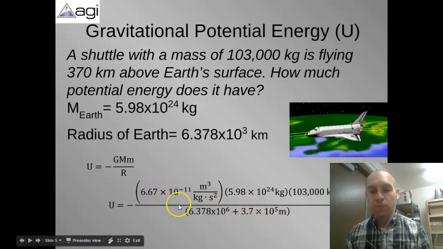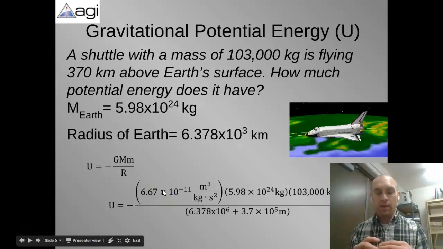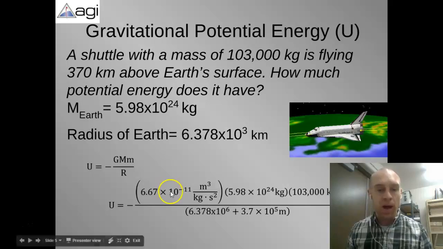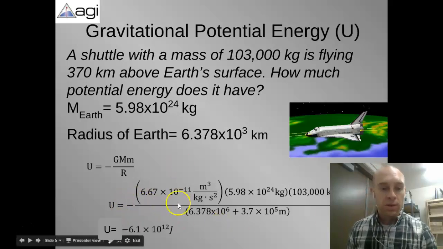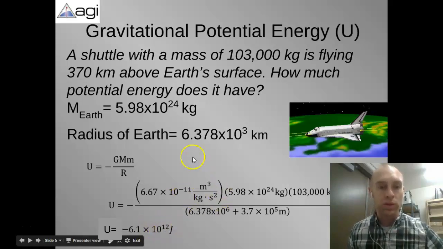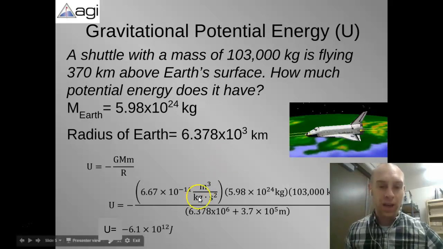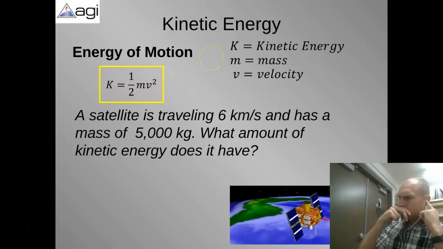So the hardest part about these problems is most people just try to type them all in at once and then push enter and then just hope. That's not going to work. You're better off finding the numerator, writing down the answer to that, finding the denominator, writing down the answer to that, dividing them, and then don't forget the sign. The sign is important. So what you should end up with is a negative 6.1 times 10 to the 12 joules. That's how much potential energy this thing has. If it were to just come crashing down into the Earth, that would be a lot of energy. We have an asteroid approaching.